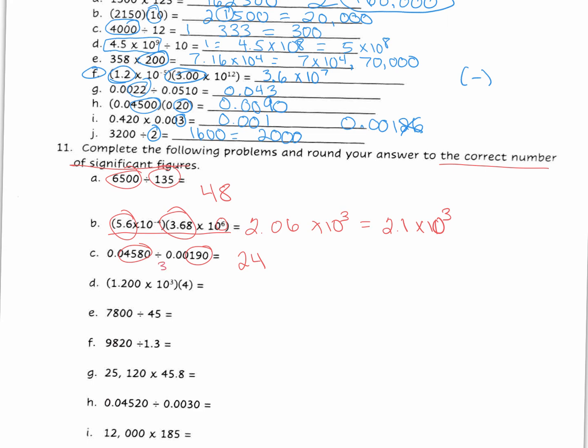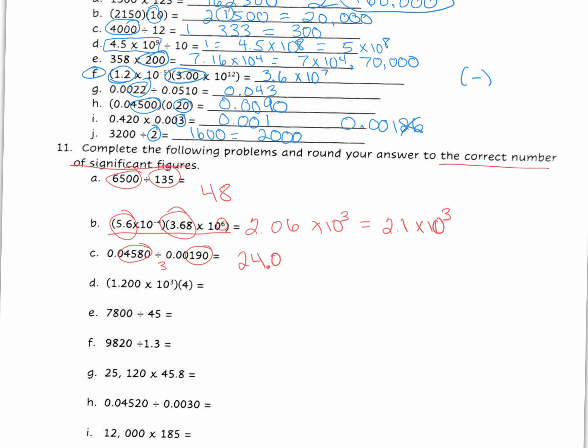I'm going to put it in here again. 0.0458 divided by 0.00190, and I get 24. So I want to put 24.0. And that will make it 3 significant figures.